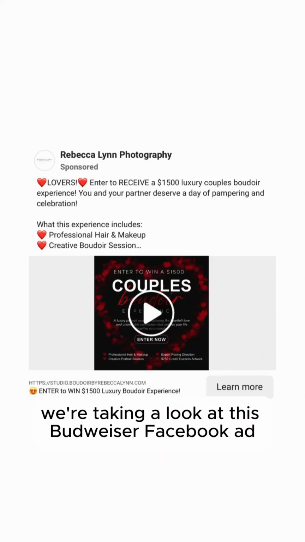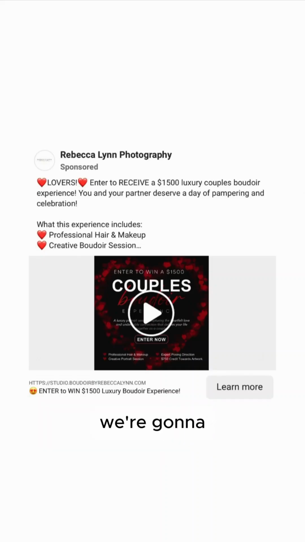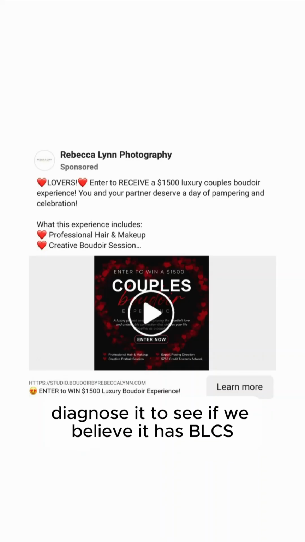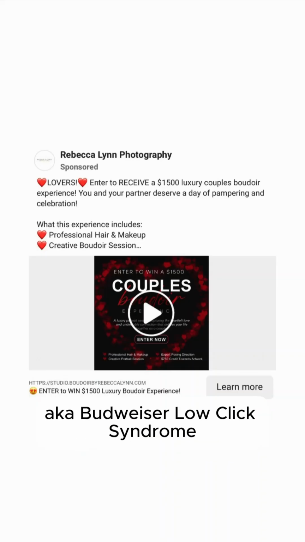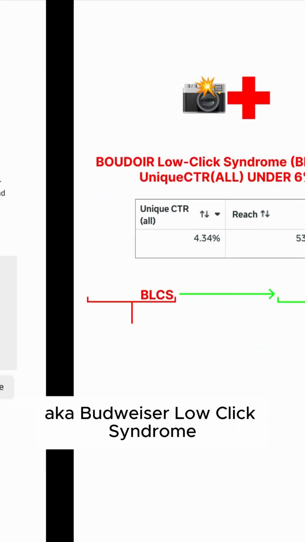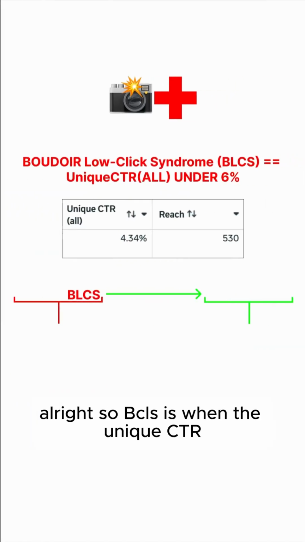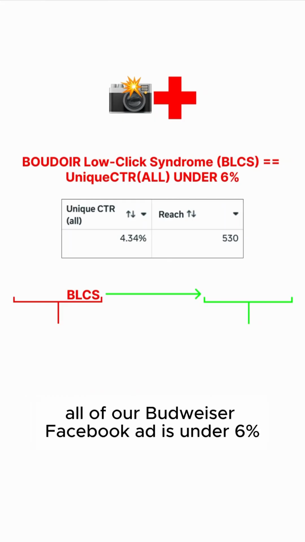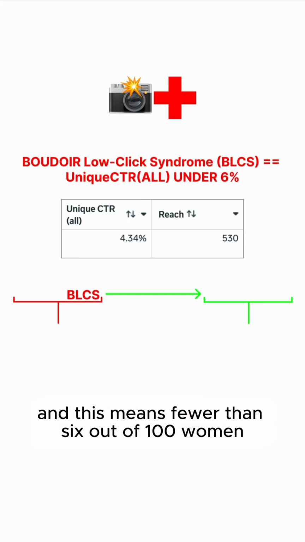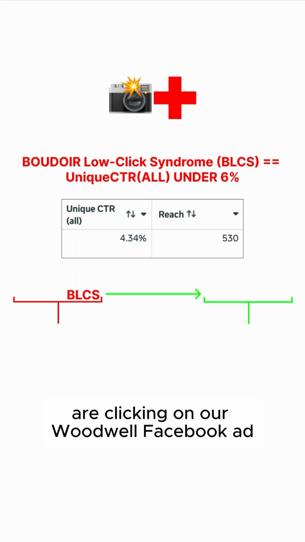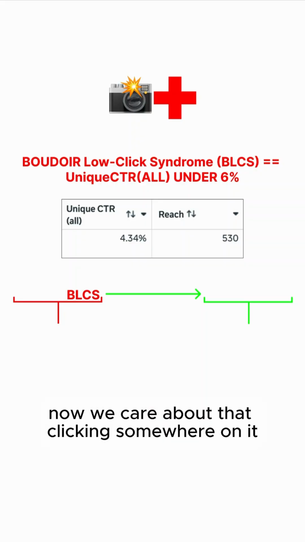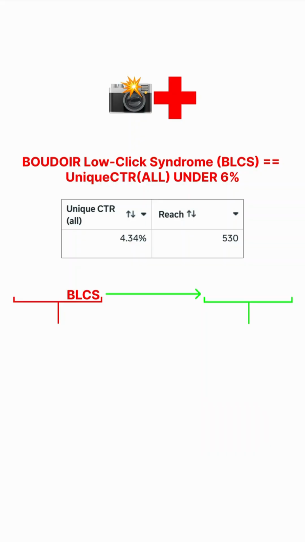All right, y'all, we're taking a look at this Boudoir Facebook ad. We're gonna diagnose it, see if we believe it has BLCS, aka Boudoir low click syndrome. BLCS is when the unique CTR all of our Boudoir Facebook ad is under 6%. And this means fewer than 6 out of 100 women are clicking on our Boudoir Facebook ad. And we care about that clicking somewhere on it.